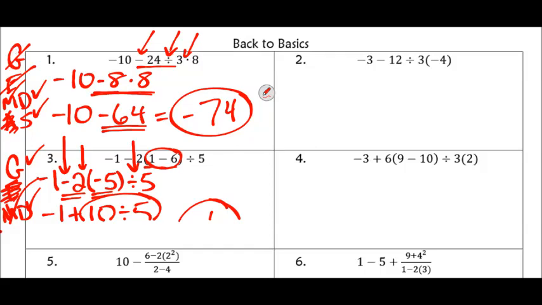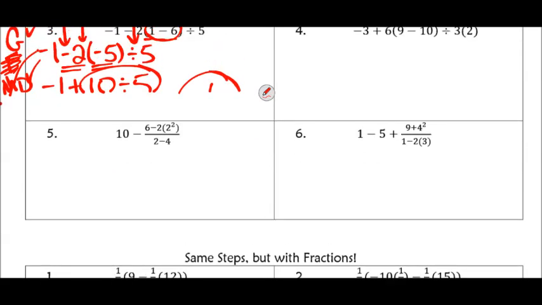Alright, on number 5, we have 10 minus all of that stuff. We want to figure out what all of that is. And again, the fraction bar is acting as a grouping symbol here. We have to do everything on top, everything on the bottom, and then we'll just divide those two numbers. So I want to follow order of operations on the top. On the bottom, I just have the subtraction.